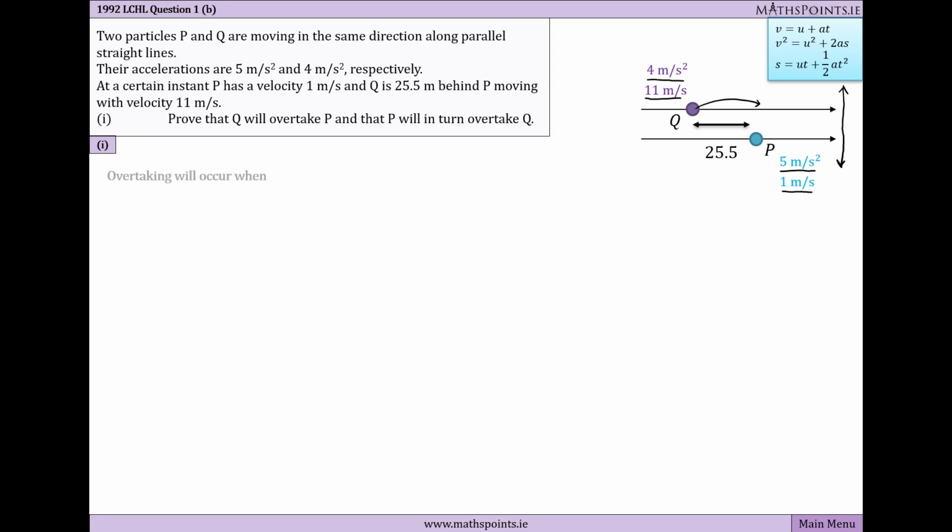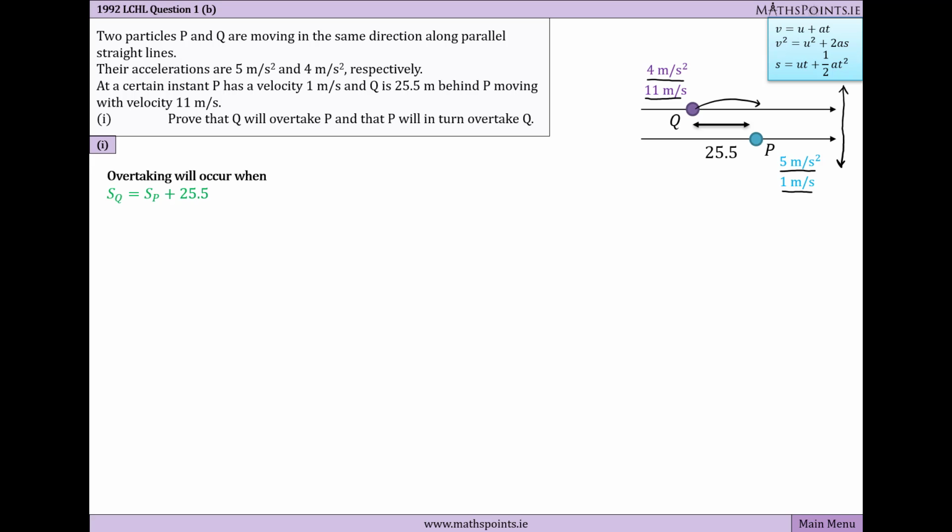So for them to be in the same place in the future, Q will have to travel the same distance as P travels, along with the 25.5 that was between them originally. So it'll have to make up that 25.5 and then match the distance traveled by P. And so we're going to set up an equation for the distance traveled by Q in terms of T, and an equation for the distance traveled by P in terms of the time T.